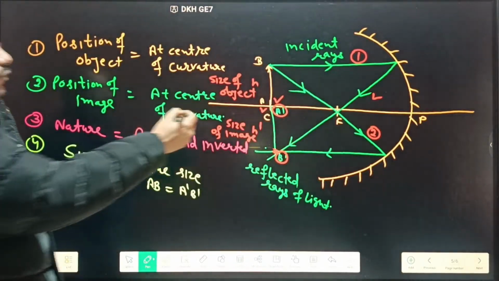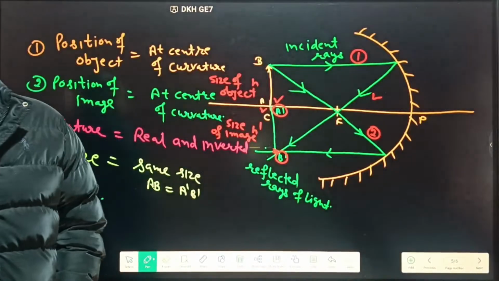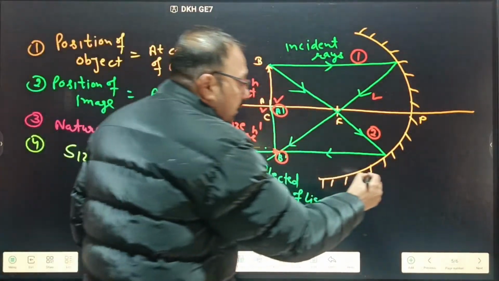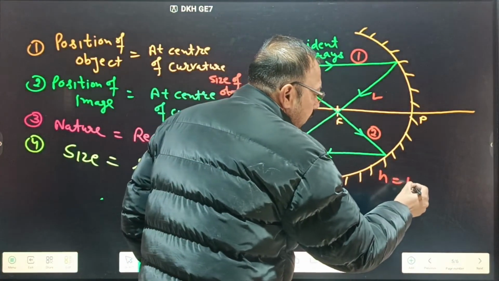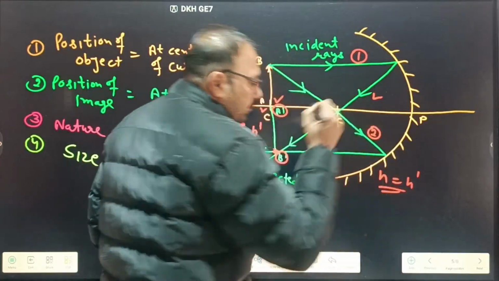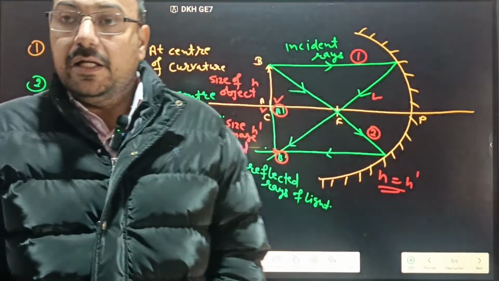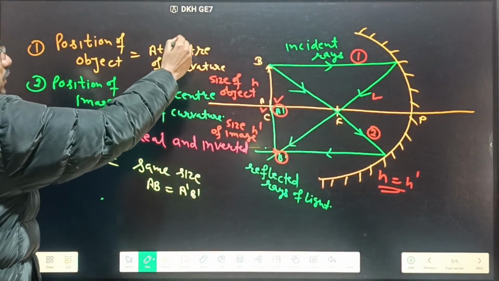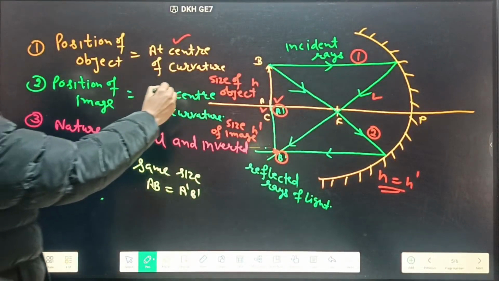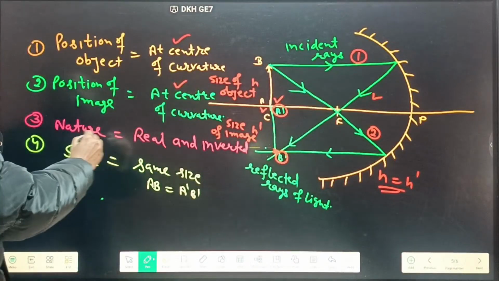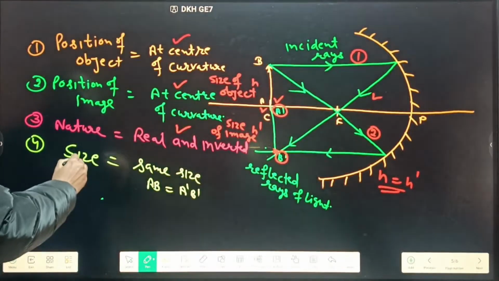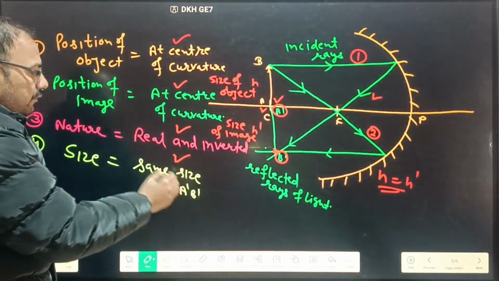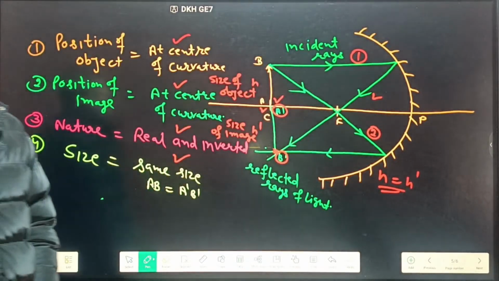So this size of image and size of object are equal. So we can say H is equal to H dash. So we can write here important point: position of an object at the center of curvature, position of image at the center of curvature, nature real and inverted, and size same size, AB is equal to A dash B dash.